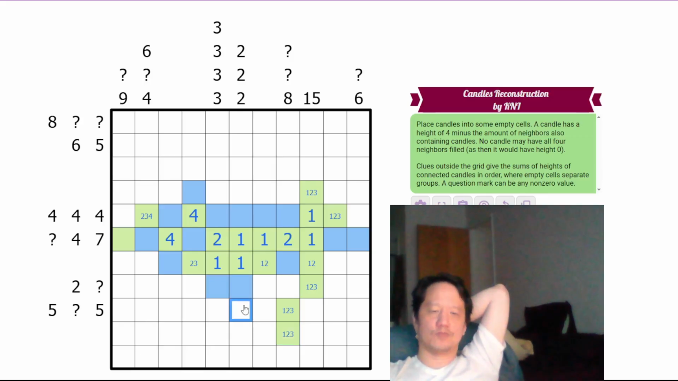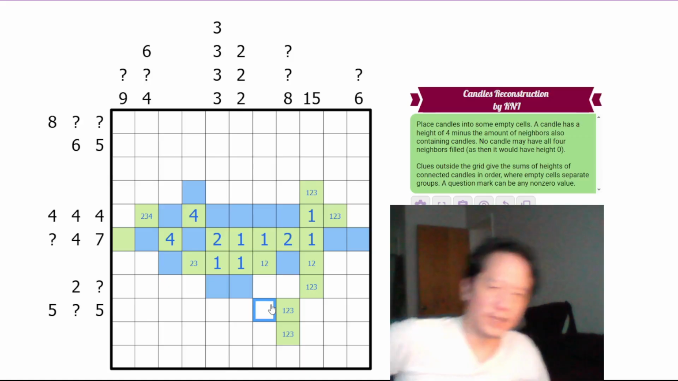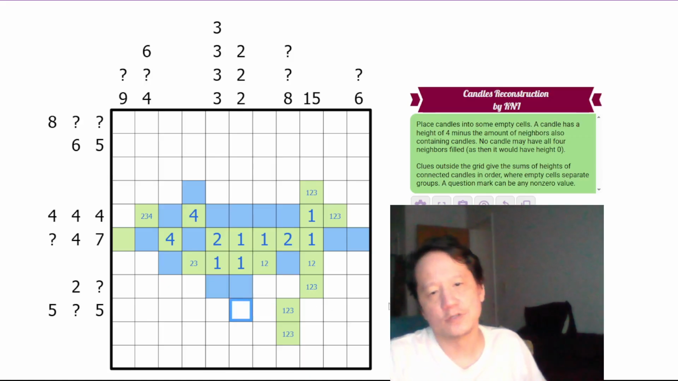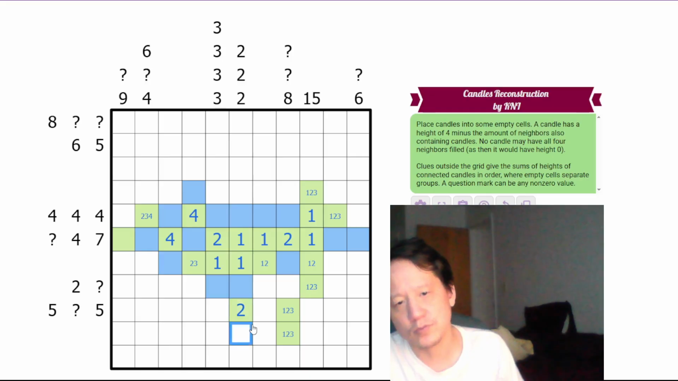If this were a 2, that means it has to have blue there because it can't add up with another connected candle to add up to 2. So therefore this would be green, green, because its height must be 4 minus the number of neighbors with candles. So if we have a green here and it's 2, that would force this to be blue here, and this would have to be green, green.